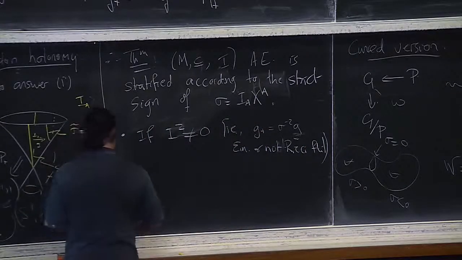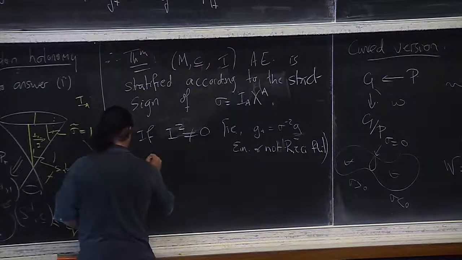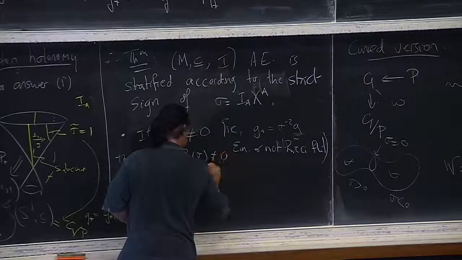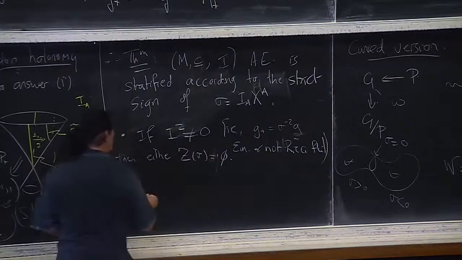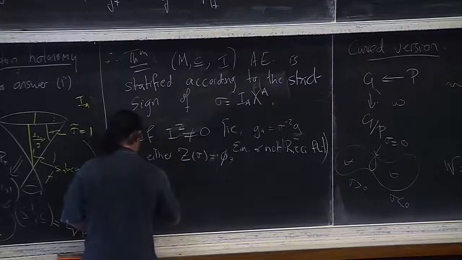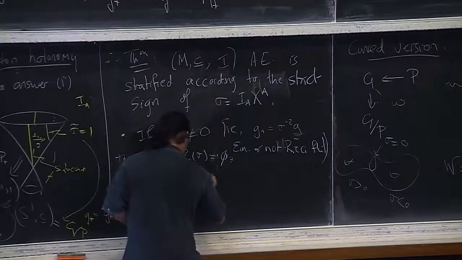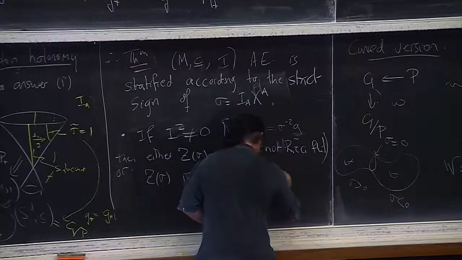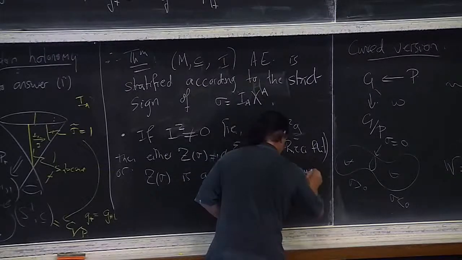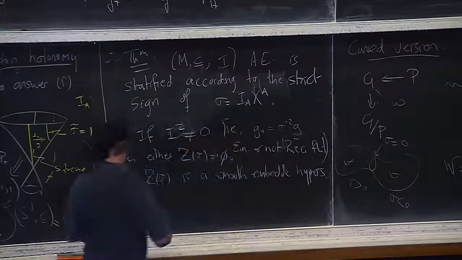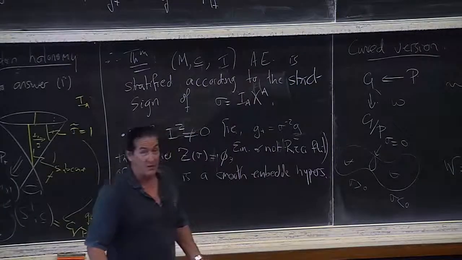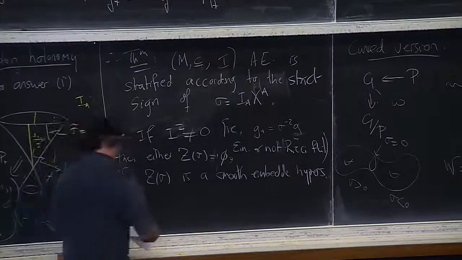So if that happens, then either the 0 locus of sigma is empty, whoops, which is always possible, of course, or, the more interesting thing, it's forced to be a smooth embedded hypersurface. Okay? It has to be a smooth embedded hypersurface because that's what happens on the model. And the theorem says it can't be worse.